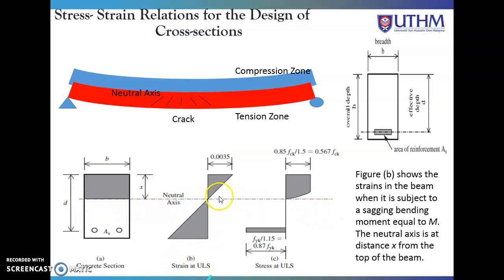So the strain will become like this. This is the ultimate strain for concrete and this one is for steel, and this is the stress at the limit state. Okay, this is the alpha, or the coefficient for stress, fck divided by its partial safety factor. So we get this value of stress. Same as for the steel: the characteristic strength divided by the partial safety factor will give this value for the stress.